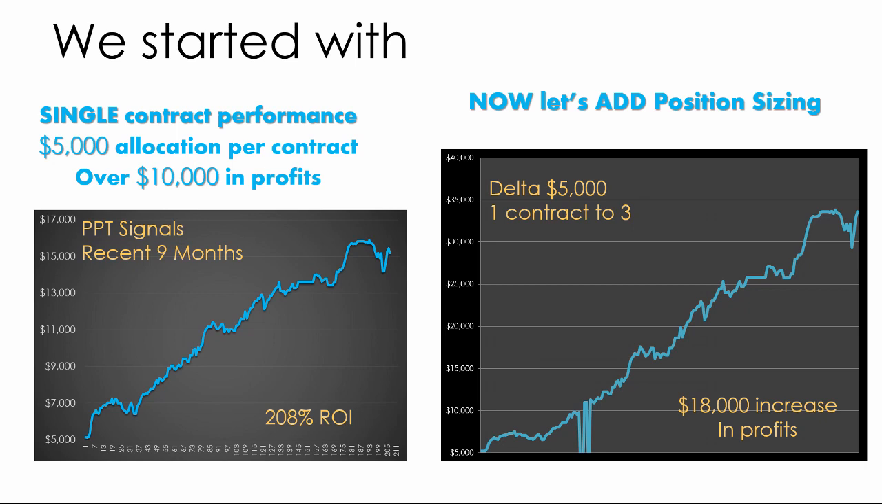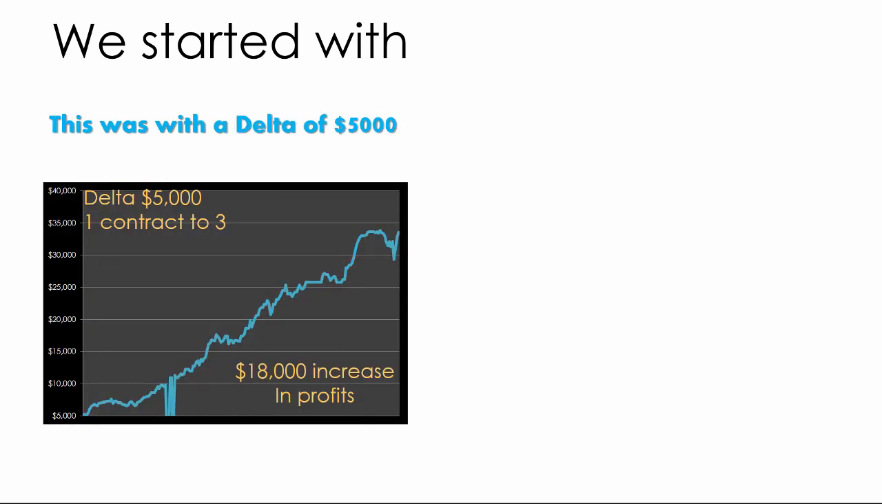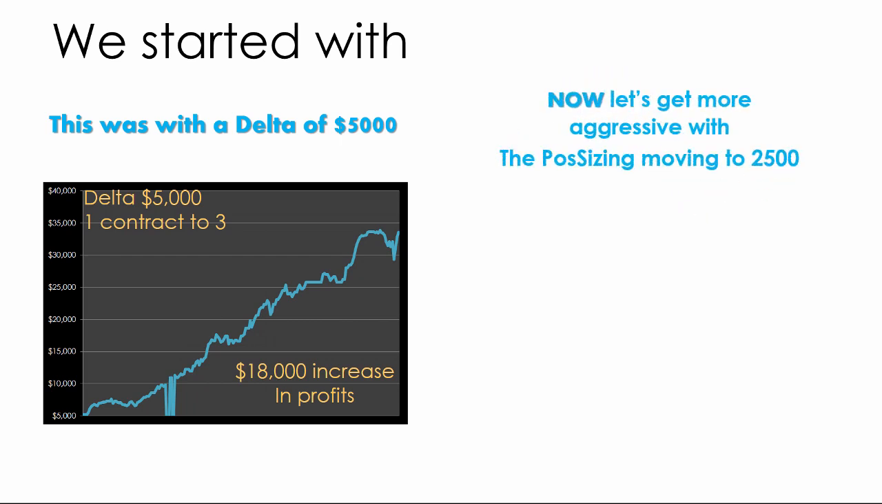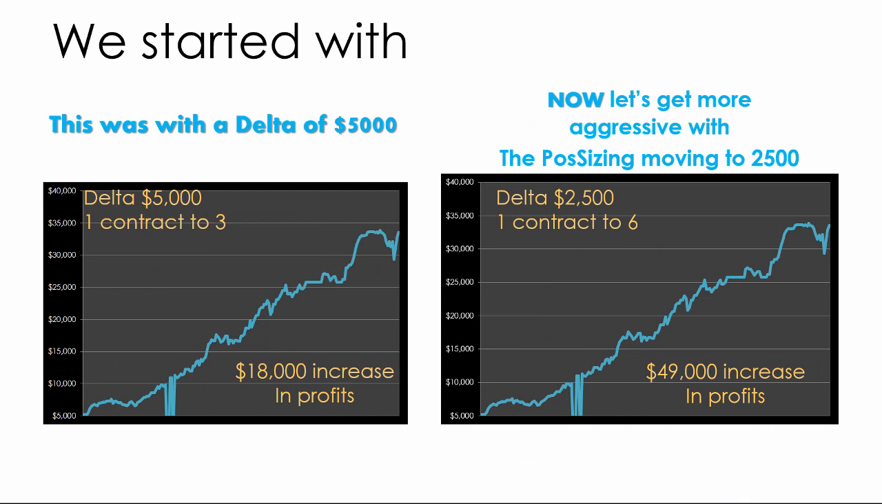Now, what if we got more aggressive here and actually reduced the delta? Okay, so we're going to take a delta of 5,000 where we're trading 3 contracts and had an $18,000 increase in profits, to a delta of 2,500, and now we're trading 6 contracts. Remember, gang, we decrease the delta, we get more aggressive with adding contracts. So we cut the delta in half and nearly tripled the amount of additional profit.